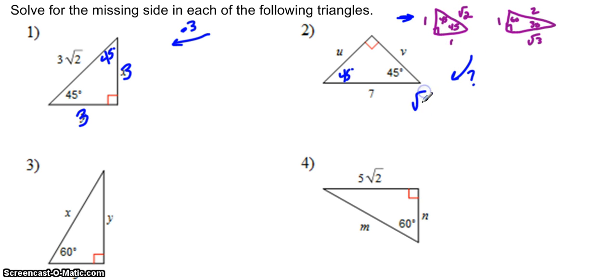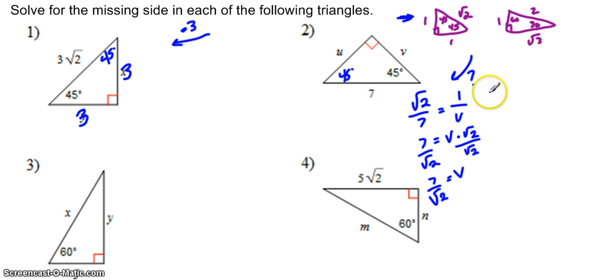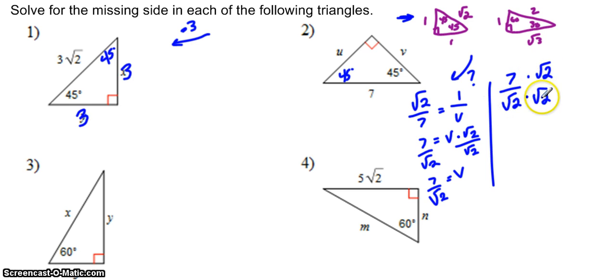So the square root of 2 goes to 7. And let's go to v first. 1 to v. Let's see. 1 times 7 is 7. The square root of 2 times v is v times the square root of 2. Divide by the square root of 2 here. And v equals 7 divided by the square root of 2. Except it's not rationalized. We've got a square root in the denominator. So to rationalize it, we'll take 7 over square root of 2, and multiply the top and the bottom, the numerator and the denominator, by the square root of 2.